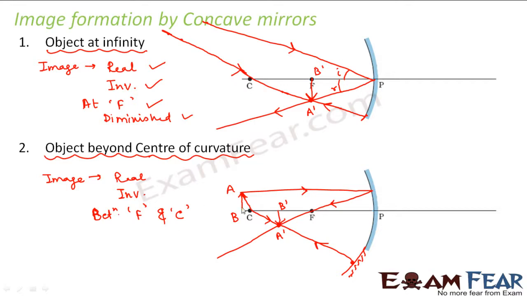And what about the size of the image? If you see, the size of the image is reduced. So the image is again diminished. See, here the lines are not drawn straight because I am just drawing it roughly. So if you draw it properly, you will be able to see the difference in the heights of the image as well.